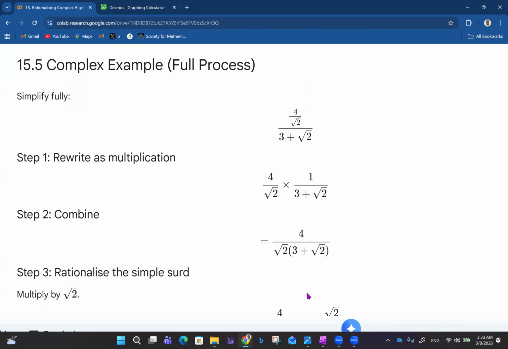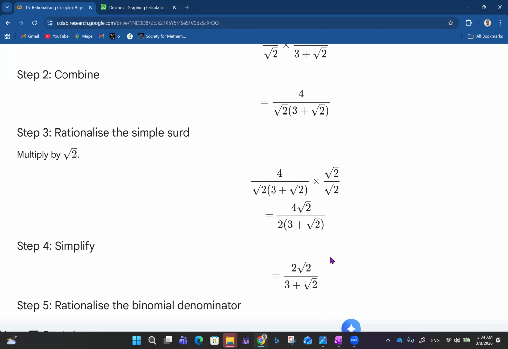So a complex example, a full process. You have 4 over root 2 divided by 3 plus root 2. So you can write it as multiplication. This is 4 over square root of 2 divided by 3 plus root 2. So that means 4 over root 2 times 1 over 3 plus root 2. Then 4 times 1 is 4. Then root 2 into 3 plus root 2. And that means you have to keep going, right?